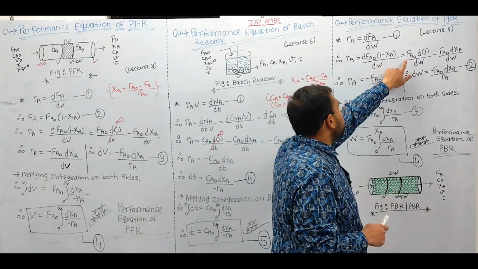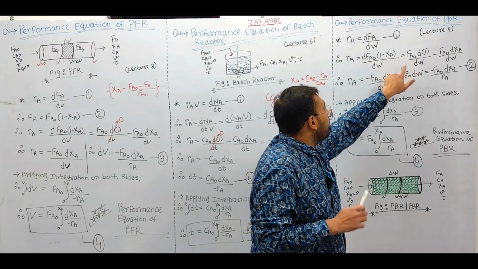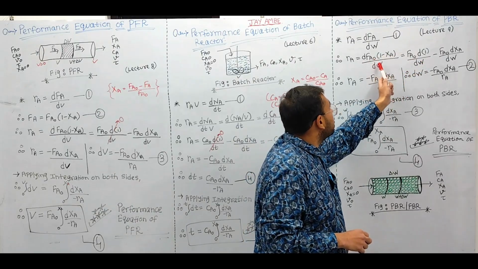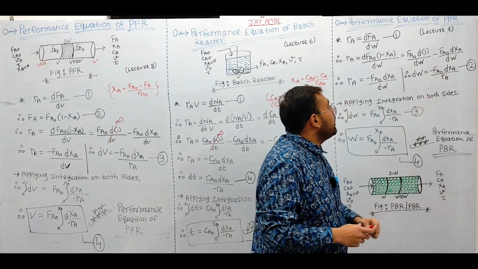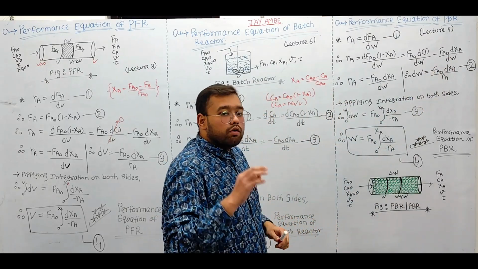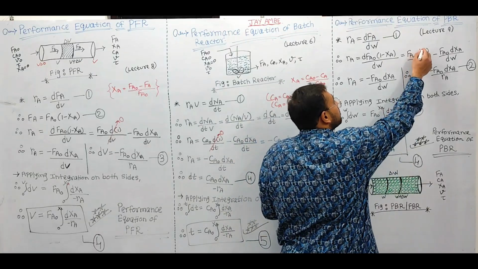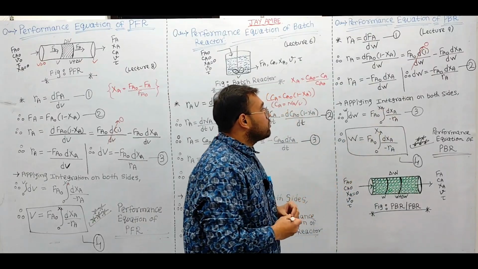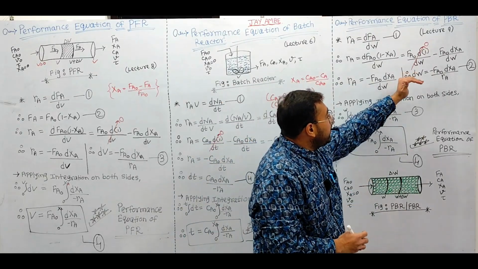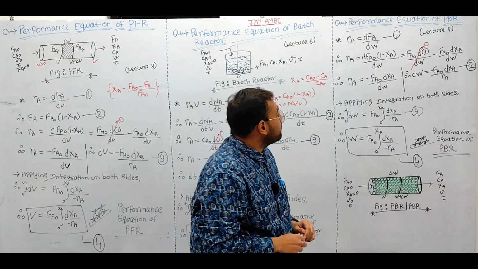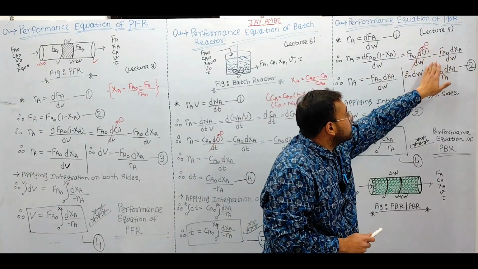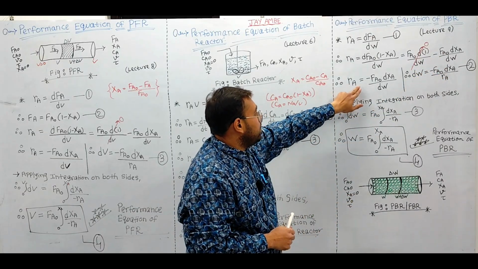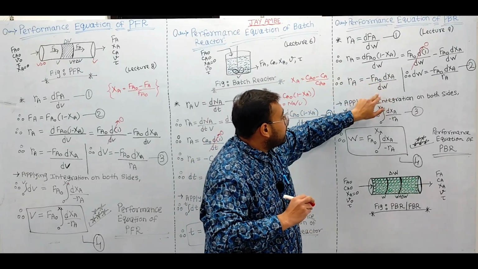So we can further simplify it as Fa0 times the differentiation of 1 by dW, minus Fa0 times dXa by dW. Now again, the differentiation of a constant will be equal to 0, so this term will become 0. I hope you understood, right? So Fa0 times d(1)/dW will be 0, and we will remain with the term minus Fa0 dXa by dW. So finally, we can write Ra is equal to minus Fa0 dXa upon dW, right?